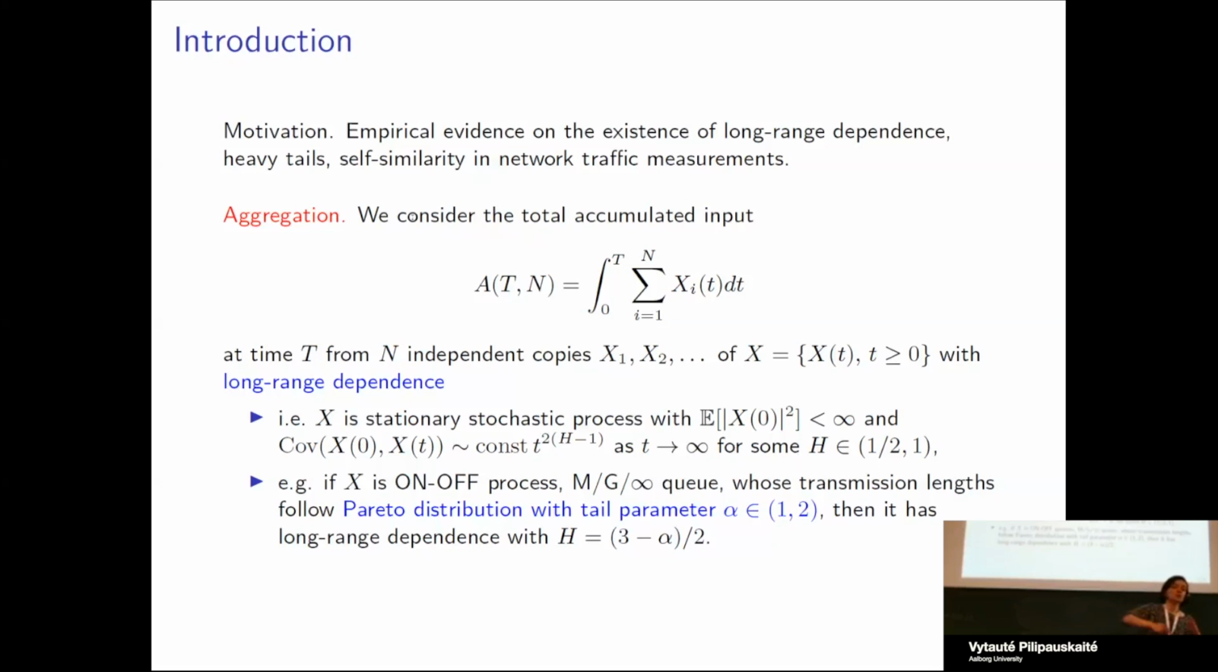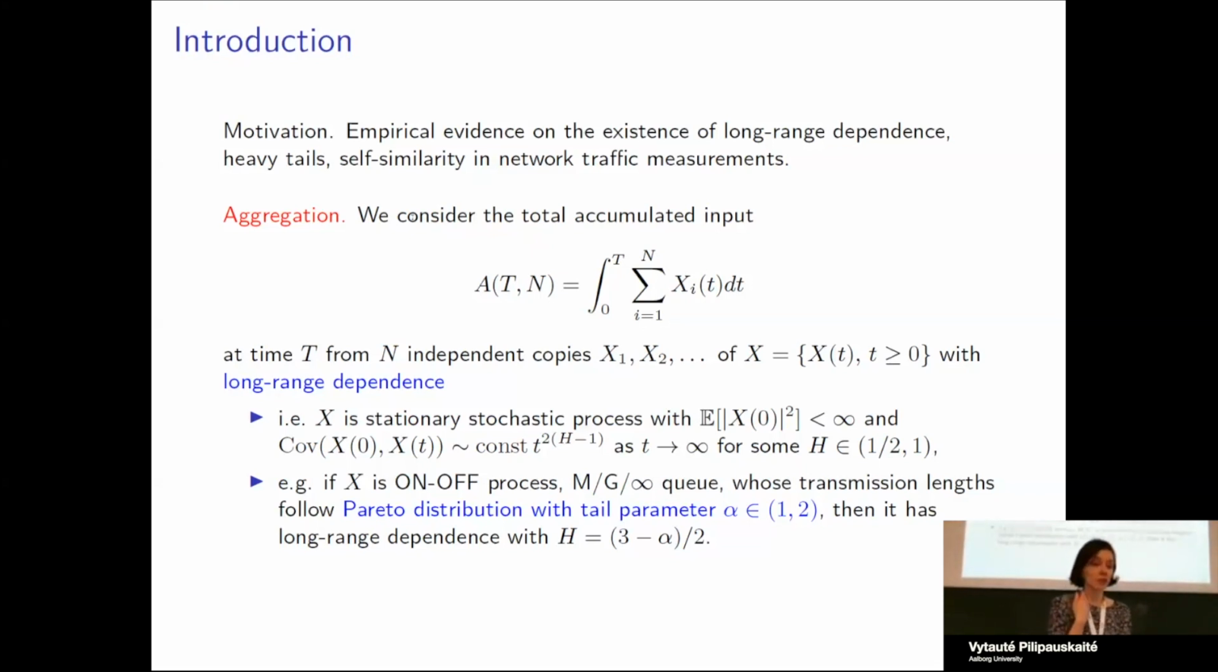So the inputs, these continuous time input processes, are independent copies of a generic stochastic process X, and we take X with long range dependence. Now, long-range dependence is a persistence of dependence at distant time points. A mathematical definition, most common, would be that it is a property of a stationary X with finite second moment and an autocovariance function decaying slowly so that it is absolutely non-integrable. So here we parameterize this decay with the parameter H between 1/2 and 1.